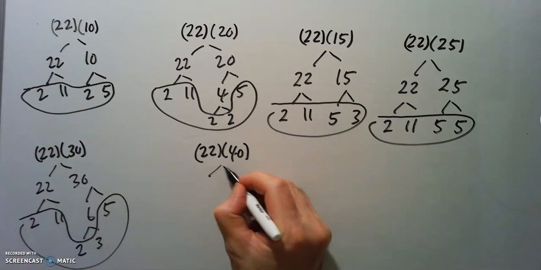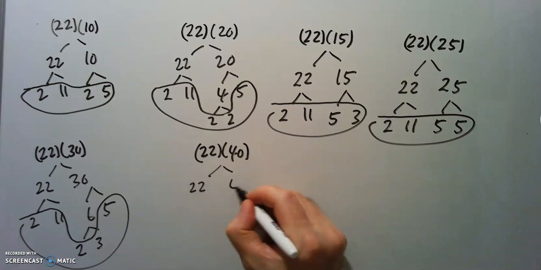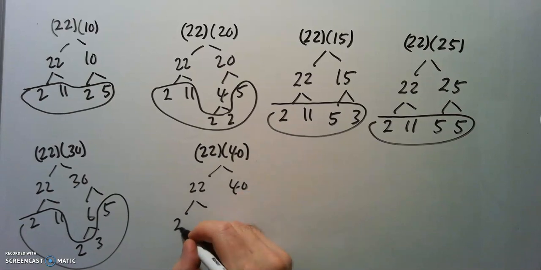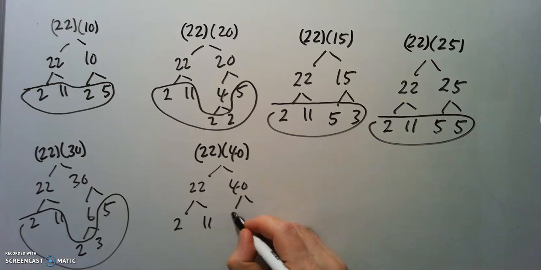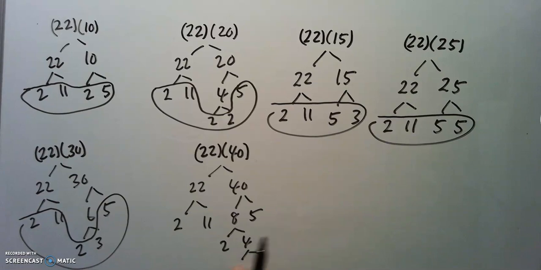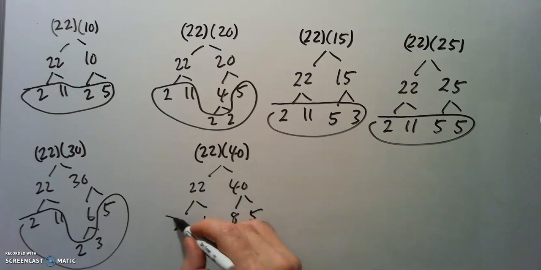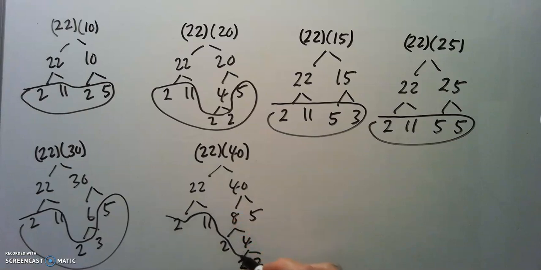And the last one would be 22 and 40, 2 and 11, 8 and 5, 2 and 4, and then 2, oops, running out of space there, 4 is 2 and 2 there. So the prime factors will be these, and the 5 over here.